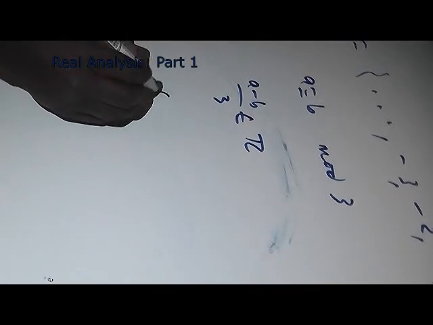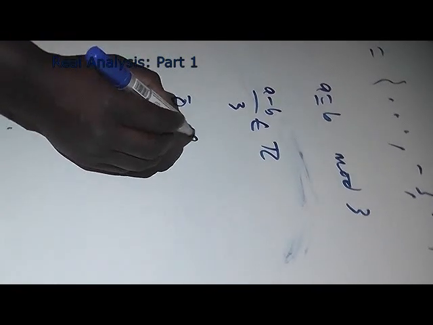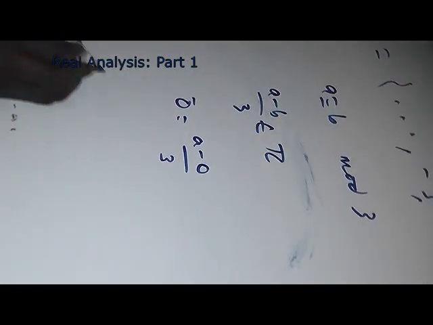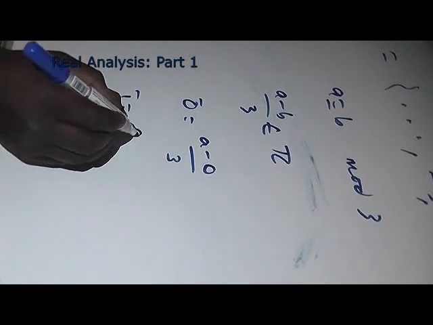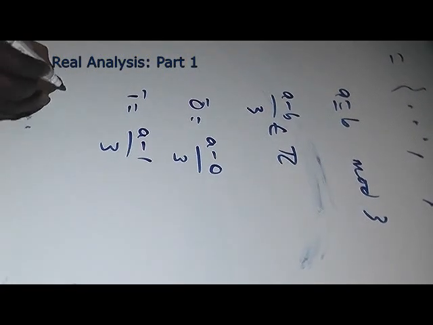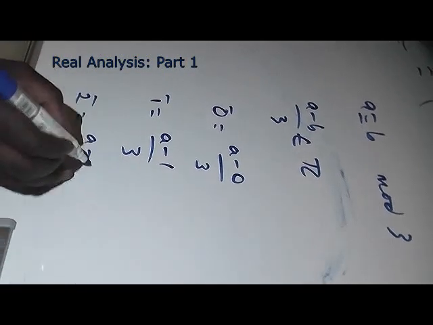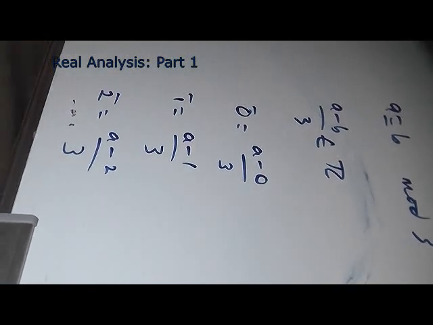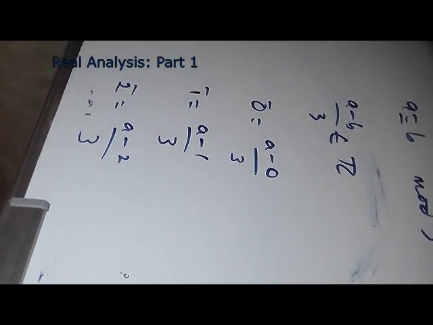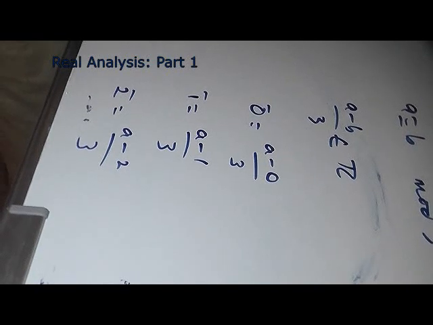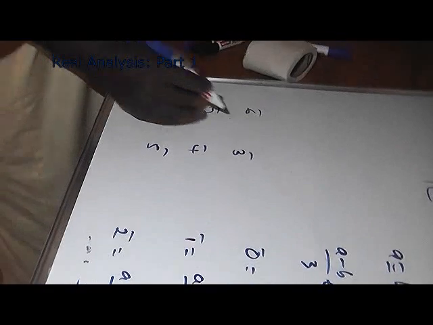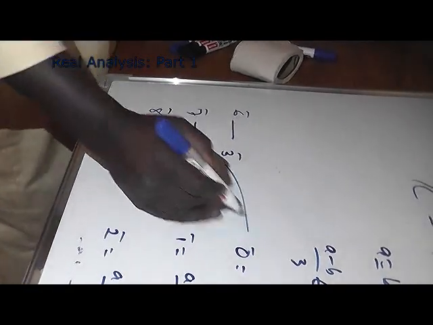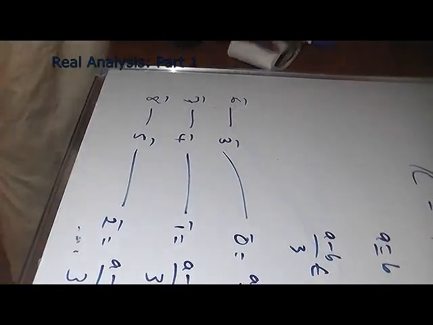So we start with the class of 0, which is (a minus 0) over 3. Class of 1, (a minus 1) over 3. Class of 2, (a minus 2) over 3. Now if you check class of 3, class of 4, class of 5, class of 6, class of 7, class of 8, this is the same thing as this, and this is the same as this.